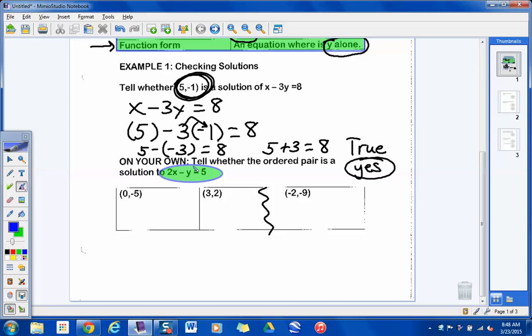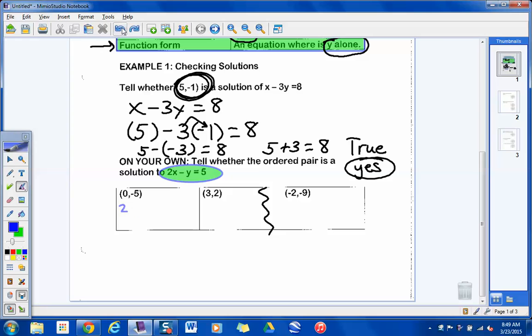All right, let's take a look at the first one, guys. What's going to take the place of x? 0, right? So this becomes 2 times what first? 2 times 0, right? Minus what's going in for y? Negative 5.